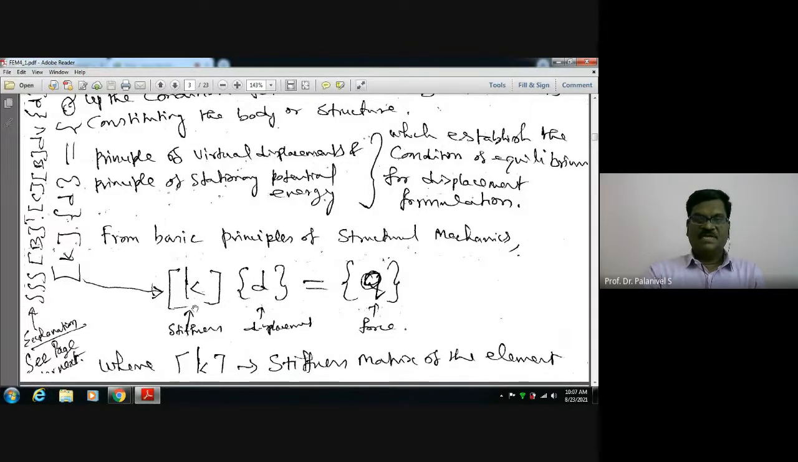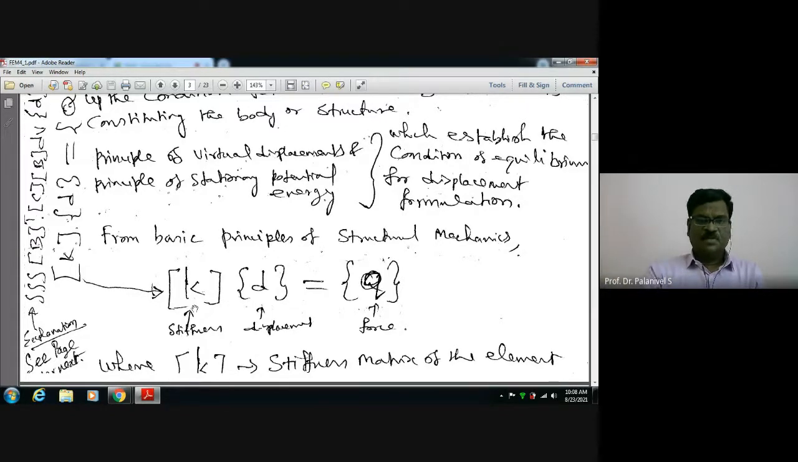You are aware of it already. In the matrix method of structural analysis, you have studied the stiffness matrix method: stiffness into displacement is equal to force. That is a basic principle of structural mechanics. Why do we use small k, small d, small q here? Because it is at the element level. That's why I'm using small letters. When it comes to global, use capital letters.